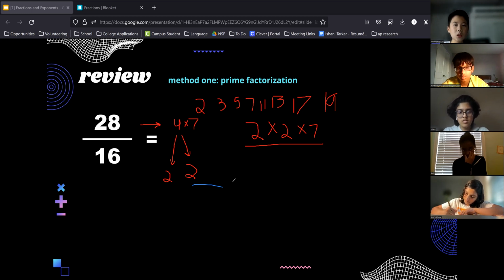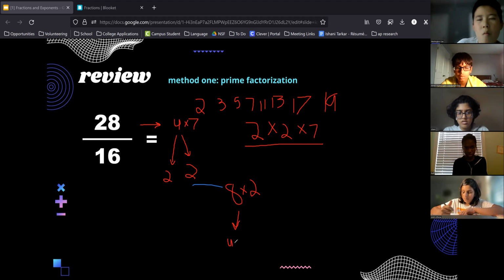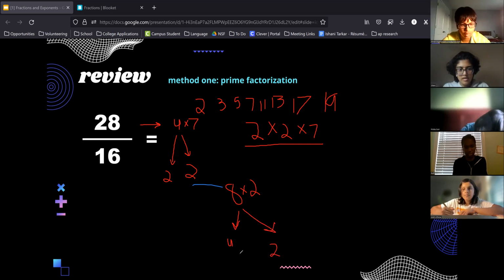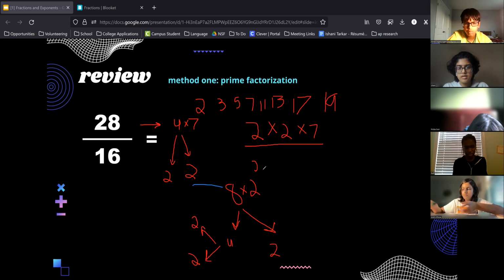So you might know that 16 is 8 times 2. 2 is a prime number. 8 we can divide into 4 and 2, and again 2 is a prime number, but 4 isn't. Then we look at the factors of 4, so 2 and 2. So we count 1, 2, 3, 4 2's being multiplied together: 2 times 2 times 2 times 2.